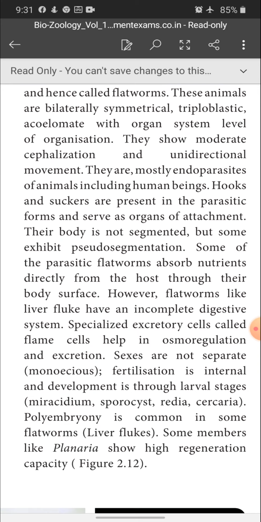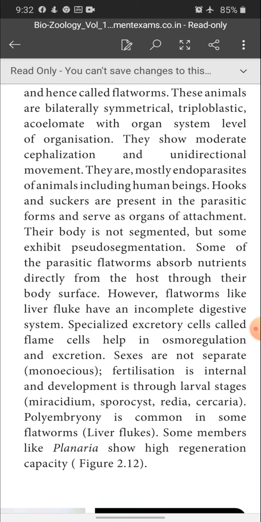And about excretion. Excretion takes place through cells called flame cells. This flame cell helps in the excretion of waste material from the animal's body and also maintains osmoregulation. Then sexes are not separate, that is both male and female are present in the same animal. It is called monoecious condition. And fertilization is internal and development is through larval stages. So it is understood, what, indirect development. What are the larval stages we can see in the Phylum Platyhelminthes? Miracidium, Sporocyst, Redia and Cercaria.